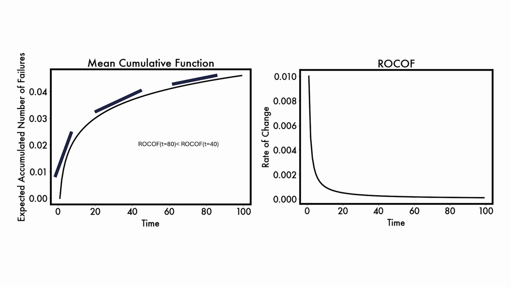Then I have another example of a function that is concave down in terms of mean cumulative function. And I can see immediately that the time between failures is becoming longer and longer just by looking at the mean cumulative function. The same information is displayed in the ROCOF because I know that my rate of change is diminishing, so I'm getting less and less failures over time.